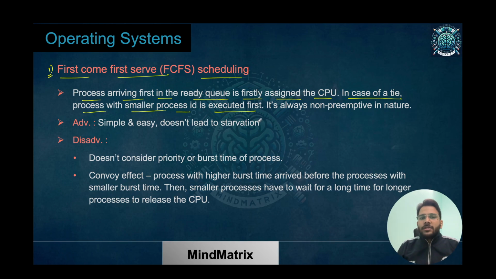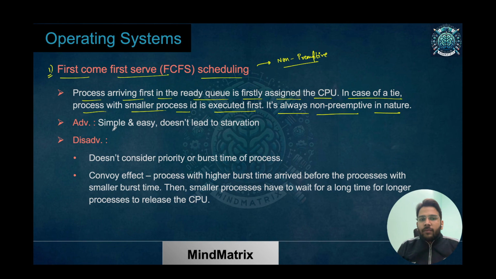Let's say two processes arrived at the same time. In that case, the process which has the smaller process ID, we are going to execute that first. And it is always non-preemptive in nature. It is a non-preemptive CPU scheduling algorithm.